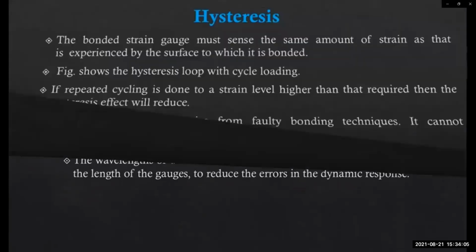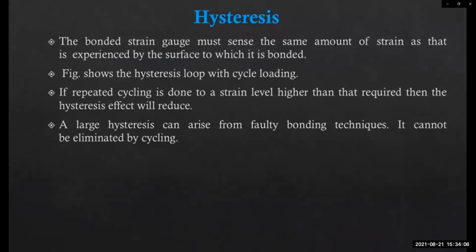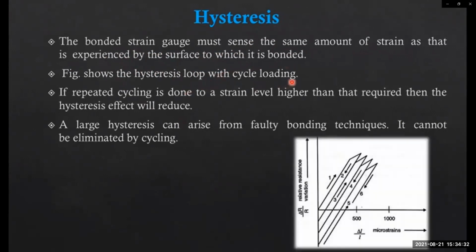Now, talking about the next topic, hysteresis. The bonded strain gauge must sense the same amount of strain as is experienced by the surface to which it is bonded. So the bonded material experiences some amount of force or stress, which is exactly the same amount that is sensed by the strain gauge. Here we have a figure which shows the loop of cyclic loading. Starting here, it then goes in the negative direction. Over here it is not 0, but at some value, and from there it goes to 3, then 4, 5, 6 and so on, increasing.